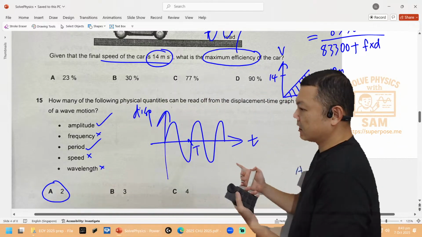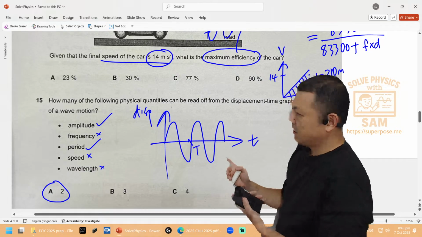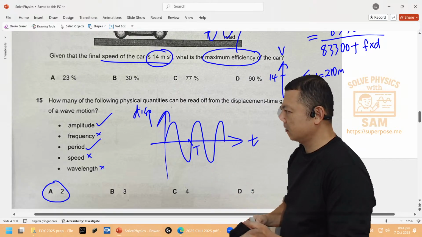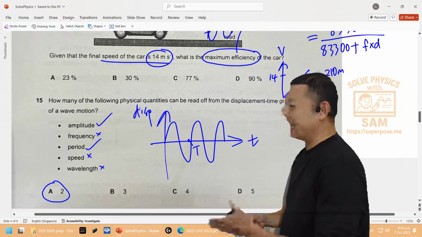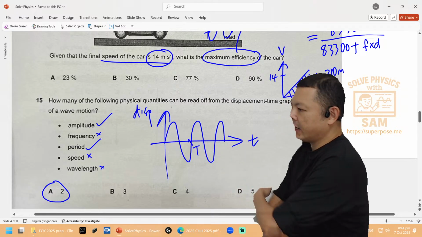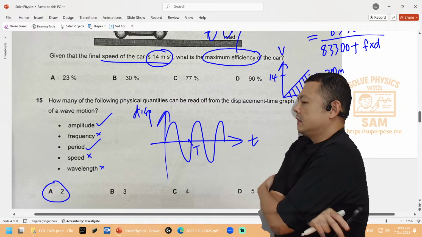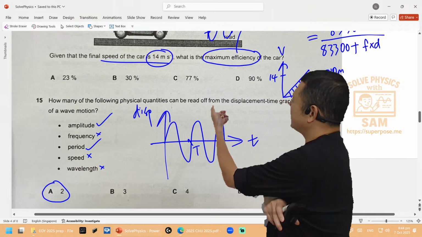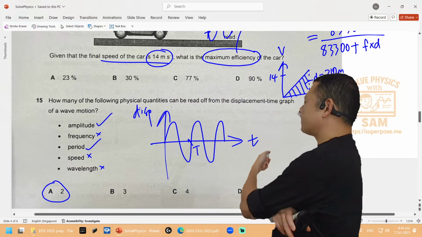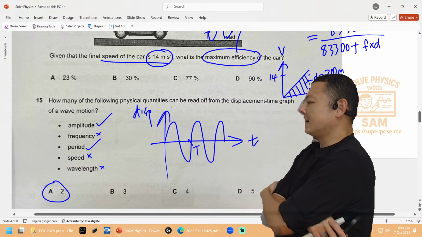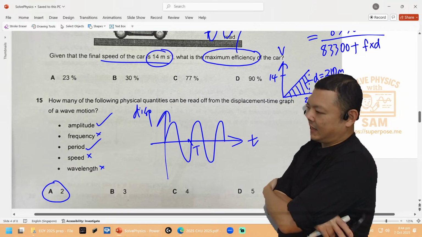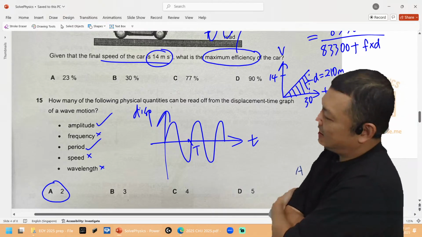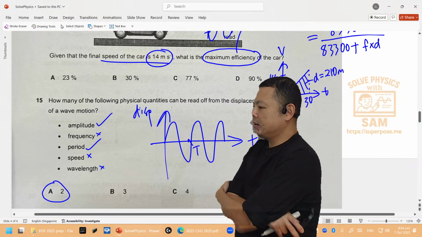What else do you think you can read here? Wait, so you can only find the wavelengths when it's displacement and distance, right? Correct. This displacement time only gives the period, right? Wait, then how about frequency? Frequency, you have to work it out. You can't read it from the graph. They're asking you what can be read off from the displacement time graph. You can't read out the frequency. Okay. Anything else, guys? No? Okay.